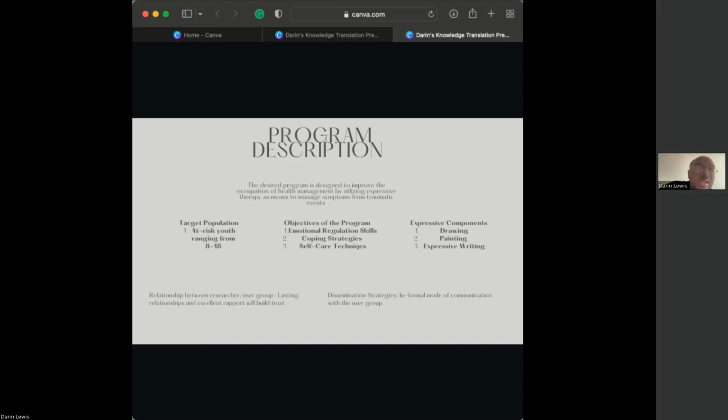The capstone project desired is to build or develop a program to help adolescents identify and manage negative symptoms from trauma through the use of expressive therapy as an occupation-based intervention. Expressive therapy will use various expressive components, including drawing, painting, and expressive writing, to improve mental health outcomes. The plan is to utilize these components as a creative way to identify and cope with trauma.